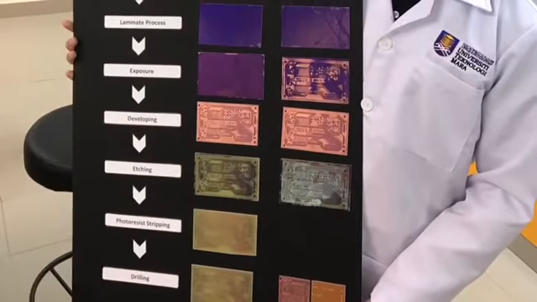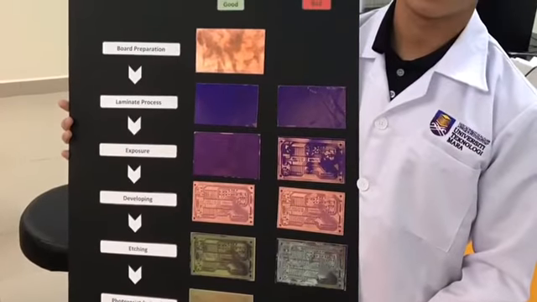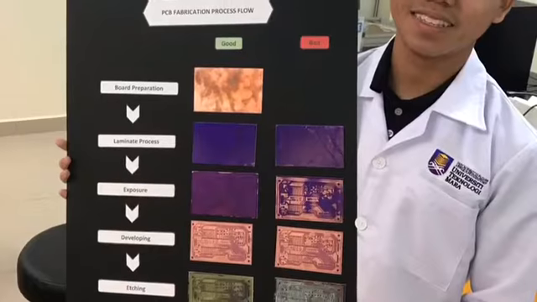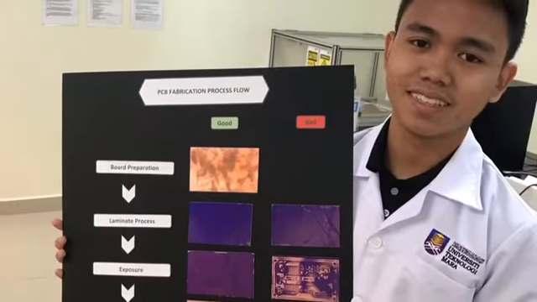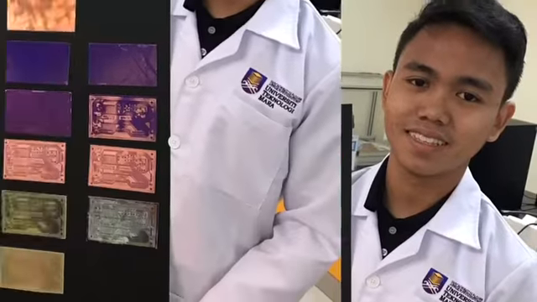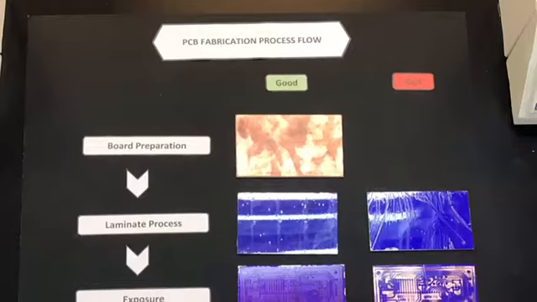After designing the PCB schematic, we need to transfer it to the board for PCB fabrication. This picture shows the PCB fabrication process flow. It consists of 7 steps, starting with board preparation. Make sure your PCB surface is clear without any oxidation on it.